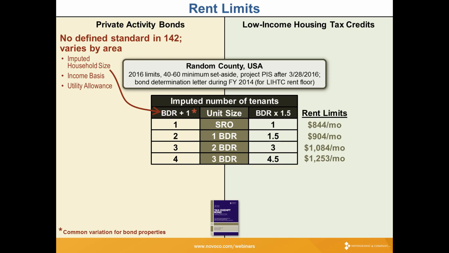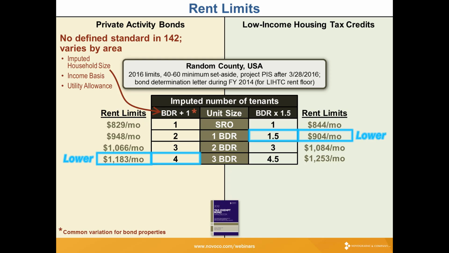And for the 3 bedroom on the low income side, we do 4.5, which is essentially the halfway mark between the published 5-person and 4-person. So let's say the rent limits here, just with that factor alone, would be $829 per month for bonds, $948 per month, $1,066, and $1,183. So here we've got 1.5 as the lower for 1 bedroom, but for the 3 bedrooms it's 4. That almost single-handedly is the contributor as to why the bonds would be lower for the 3 bedroom and the tax credit number would be lower for the 1 bedroom.